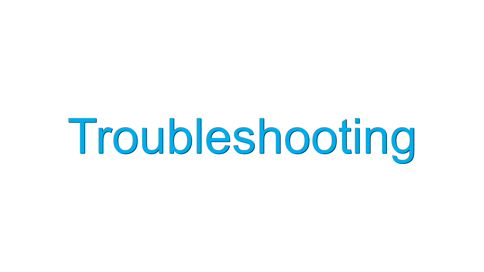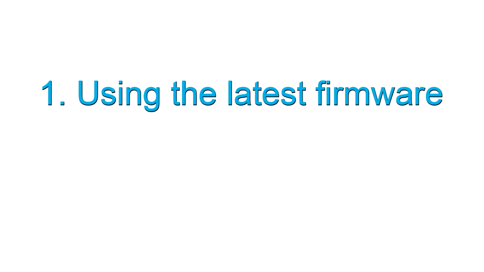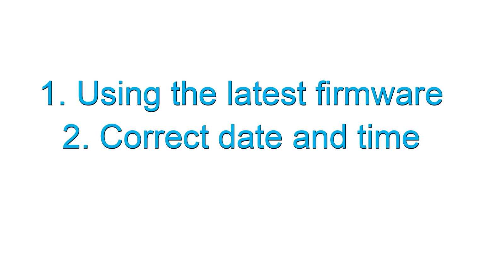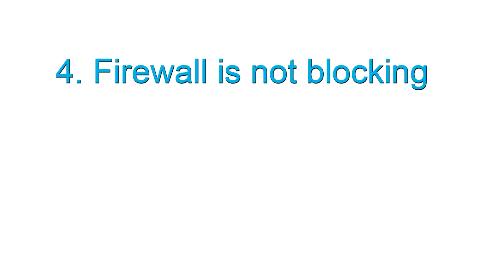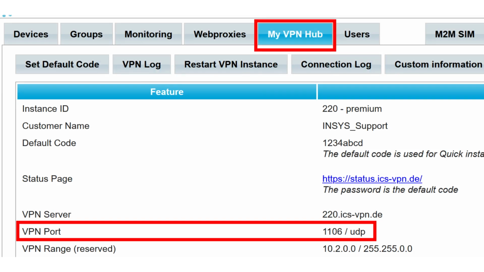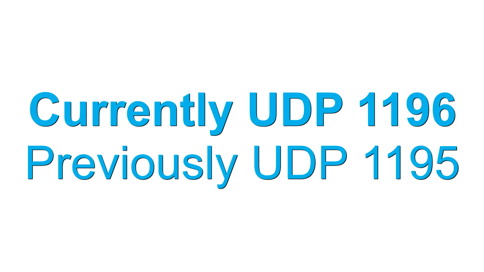If you are having troubles connecting to the VPN service, make sure that you are using the latest firmware, the device date and time is correct, when using a cellular connection, that you typed in the correct access point name of your SIM card, when using an Ethernet connection, that no local firewall is blocking the VPN connection. You find the VPN port under My VPN hub and the wizard port is at the moment 1196, but previously it was 1195.